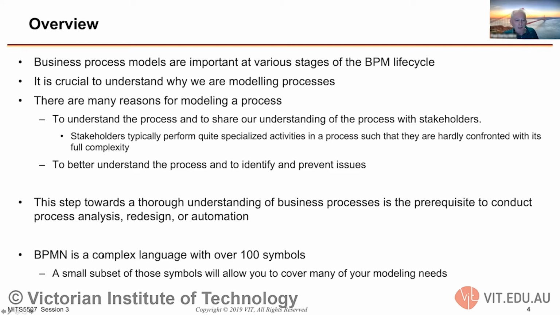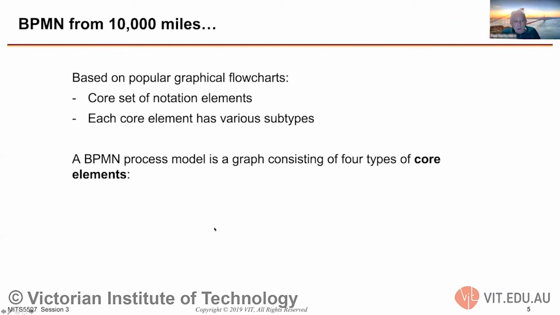Now, BPMN is a fairly complex language. There are over 100 symbols we can use in BPMN diagrams, but the best part is that only a very small subset of those symbols allow us to model most of what we want to do. As we get into more and more complexity, then we can start to use some of the other symbols. BPMN is based on graphical flowcharts, something that we've been doing in computer science for quite some time. There's a core set of notational elements, and basically a BPMN process becomes a graph which consists of 4 types of core elements.